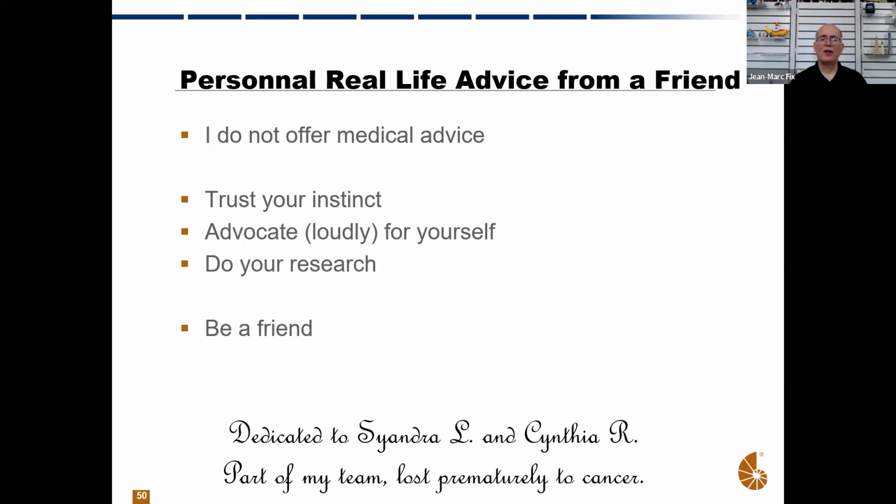Don't hesitate to advocate for yourself. Unfortunately, those two pieces of advice are good not just for cancer, but for everything else. And then do your research. If you're an underwriter, you have an edge of understanding treatment, therapies, possibilities, diagnosis. Use that and do what you need to do to understand what's the best route.